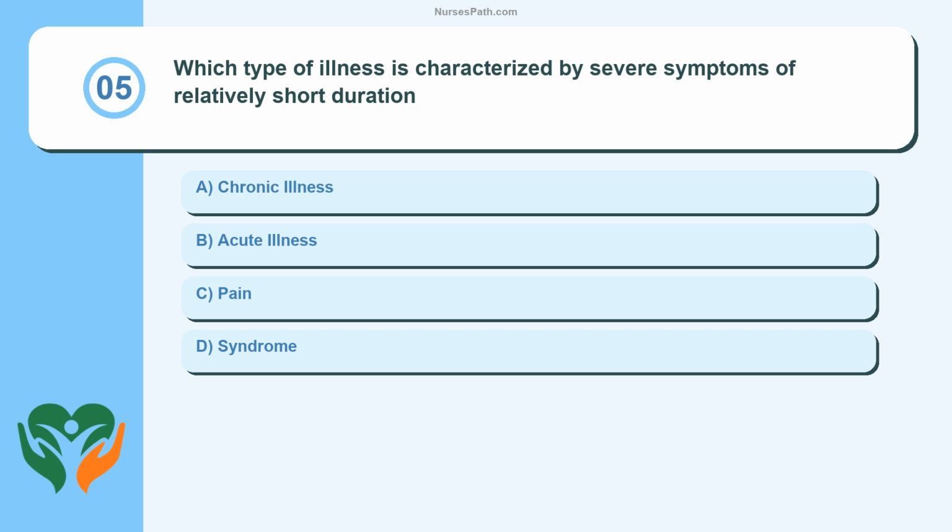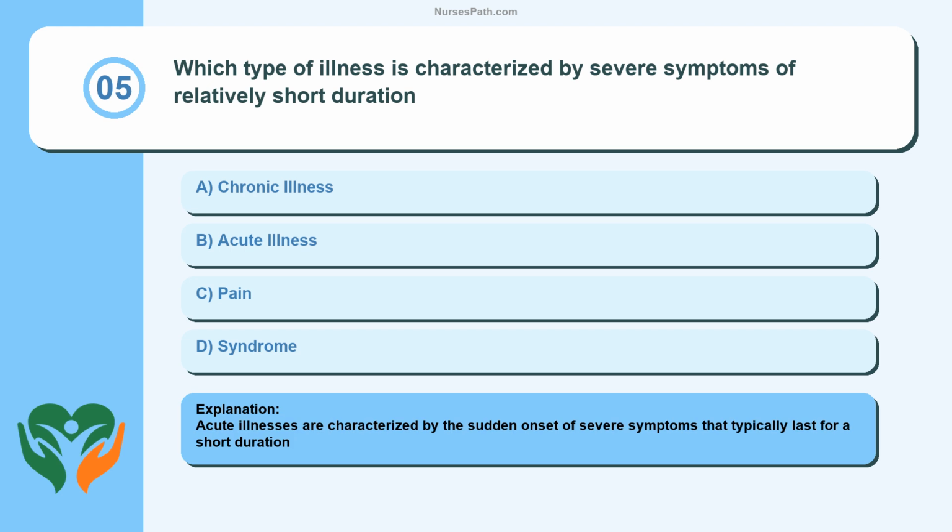Question 5. Which type of illness is characterized by severe symptoms of relatively short duration? Chronic illness, acute illness, pain, syndrome. Acute illnesses are characterized by the sudden onset of severe symptoms that typically last for a short duration.